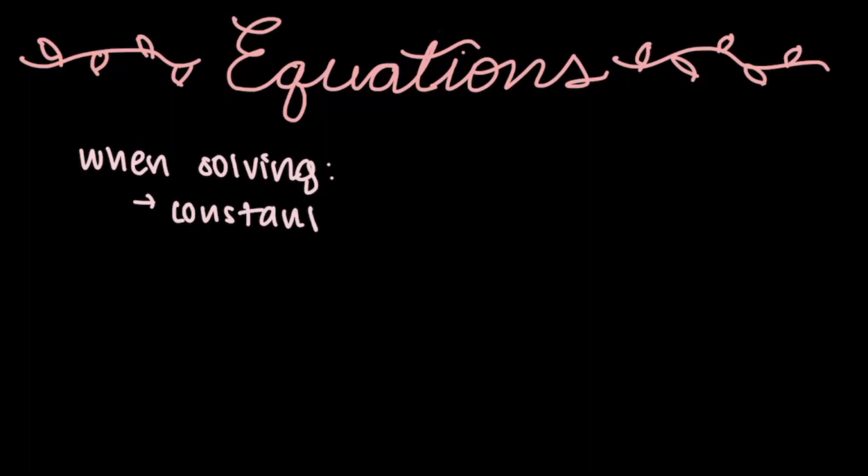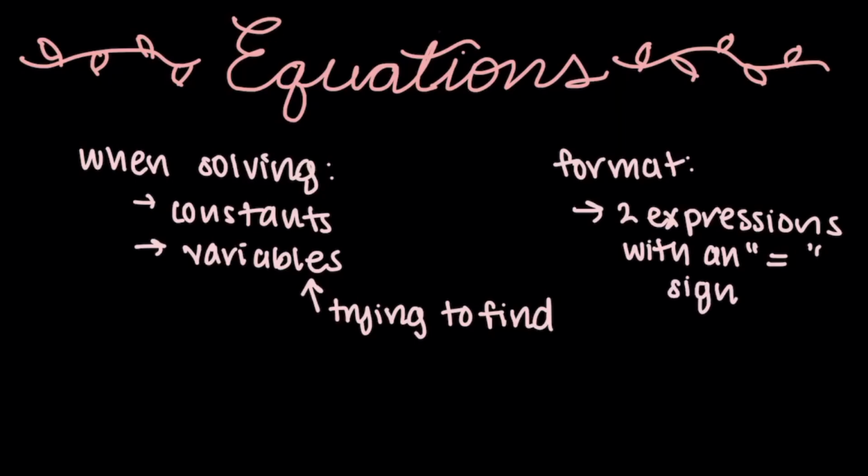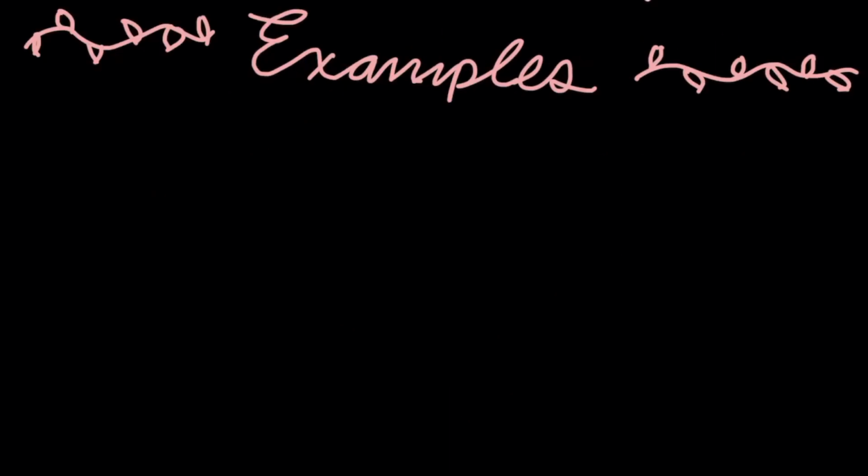Let's switch gears a little bit and move on to equations. When solving an equation, there are two parts of the equation that you always need to remember: the constants, which are the numbers without any variable attached to them, and the variables, which you are trying to find. The format of an equation is generally two expressions combined with an equals sign. For example, 4 plus 3x equals 7. The point of solving an equation is to satisfy the conditions that are presented by the equation. Let's try to do some practice problems.